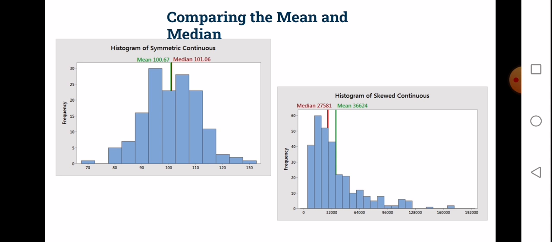So for this example, the mean and median differ by over 9,000, and the median better represents the central tendency for the distribution. Now, when do we use the median? We use it whenever there is a skewed distribution, continuous data, or ordinal data.